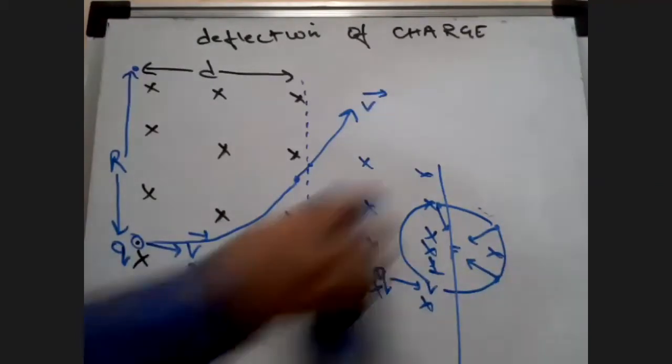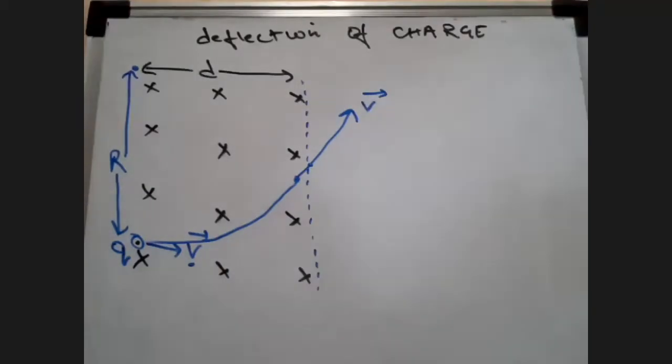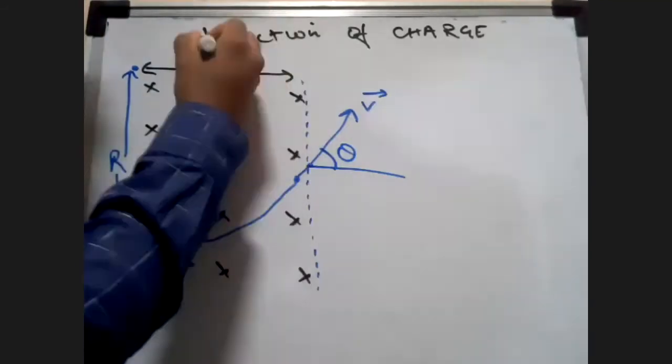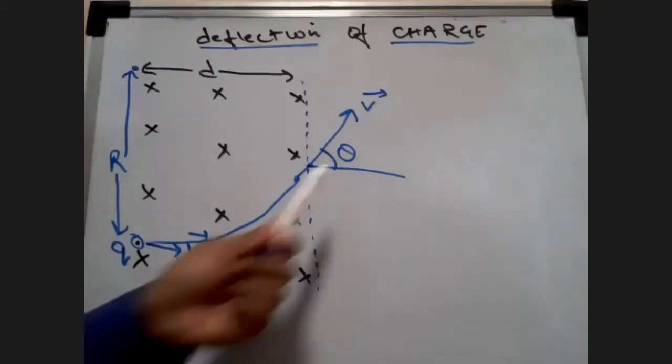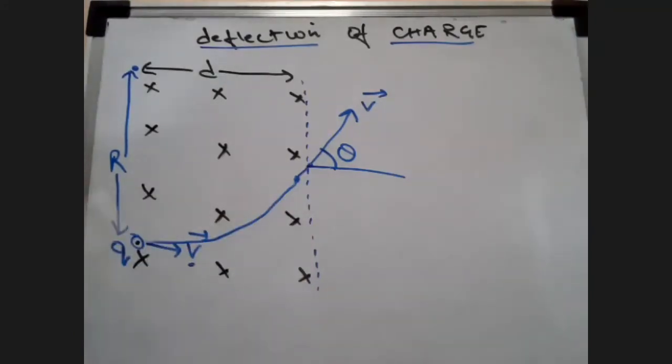And if it is escaping with some velocity v, then of course it is going to make an angle, and this is what we need to find out. That's the topic, deflection of charge. Students, this is an important topic. We are now interested in the angle at which the charge escapes. This is the same concept used in gravity as well, like a rocket being launched. These are the same concepts in different variables.